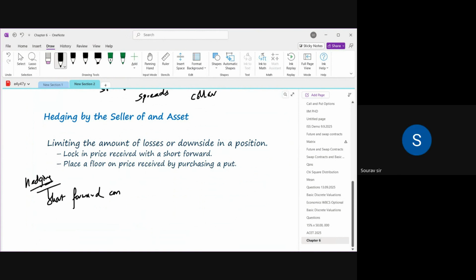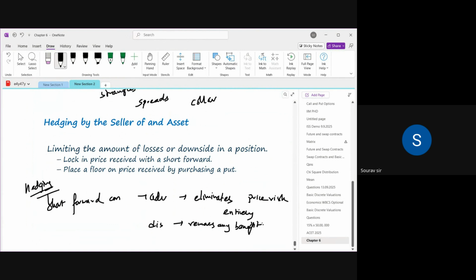Repeating: hedging to limit the downside risk, they use derivatives. So the hedging approach. First, the short forward contract means you are entering a short forward at today's forward price. This locks in the selling price in advance, and at maturity, regardless of market fluctuations, you are guaranteed to sell at the agreed forward price. Here there is an advantage. What is the advantage? It eliminates price risk entirely. And what is the disadvantage? It removes any benefit from a price rise.